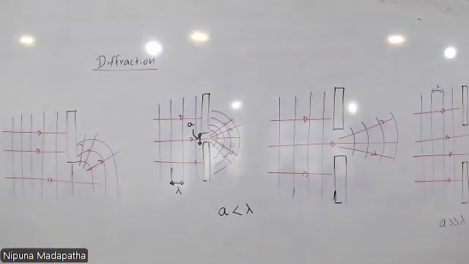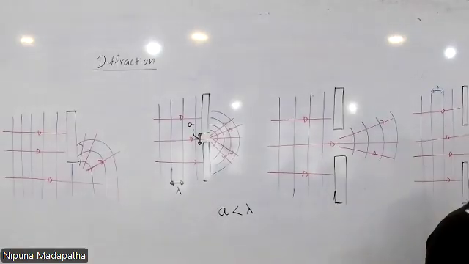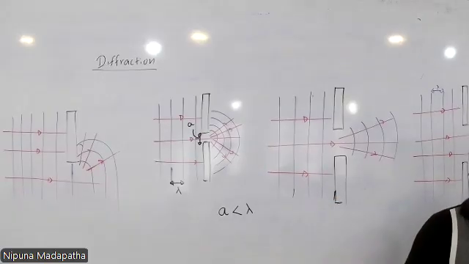Okay. Now, due to the diffraction of sound waves, what can you hear? Sound waves can diffract from a gap like this, a large gap. But light can't diffract from this size of gap, because the wavelength of light is very small.